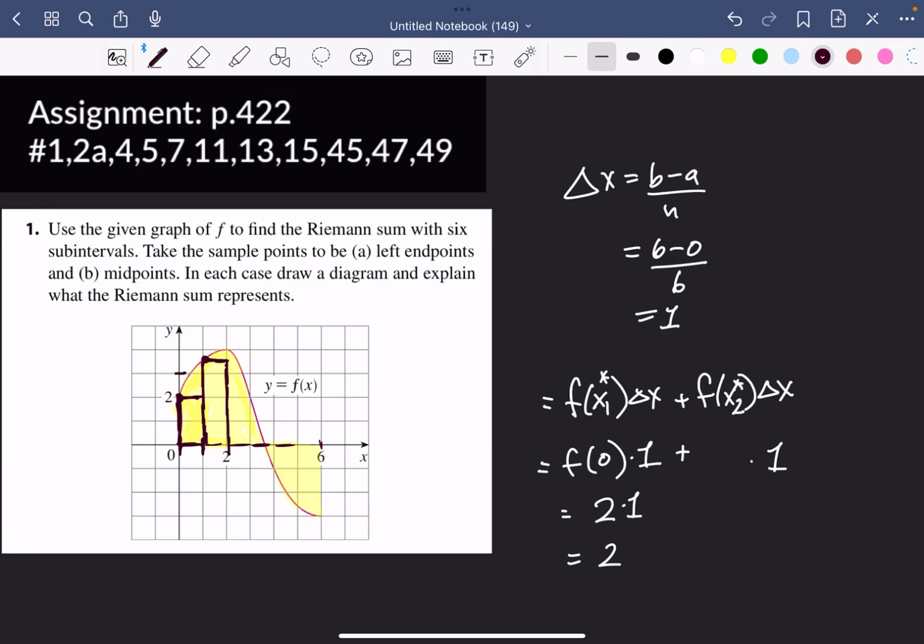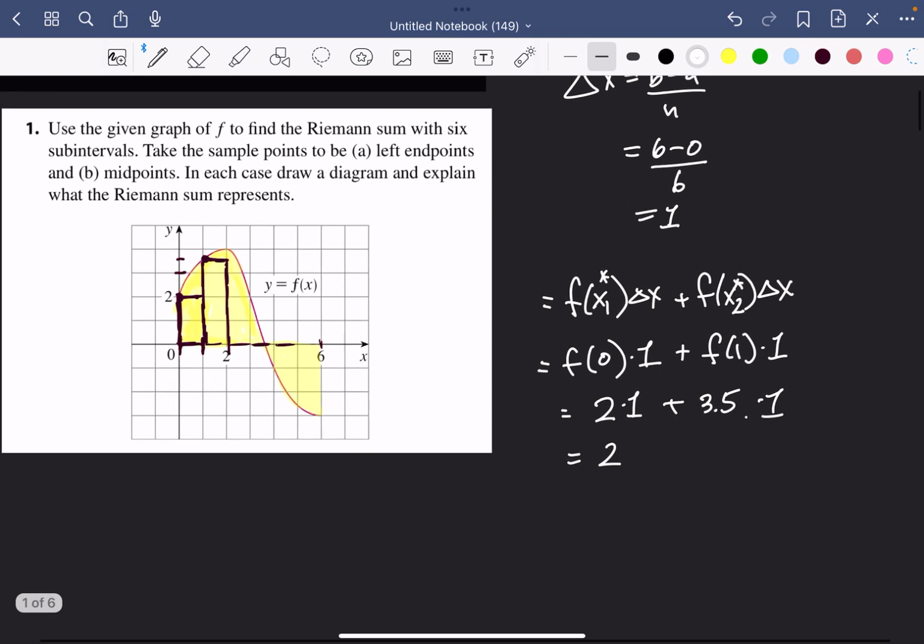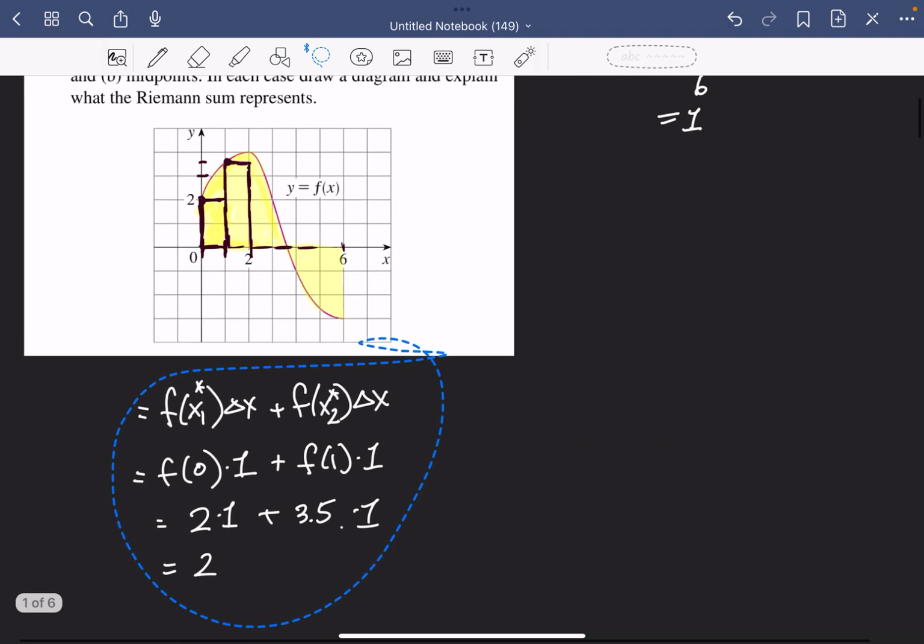and it looks like I get out a height of 3.5. So it seems like this y value is 3.5. I'm going to use that to approximate the height of my rectangle in the entire interval. Notice what we've done: we've taken f at 1 and multiplied it by our width of 1. And then we just continue on like so.